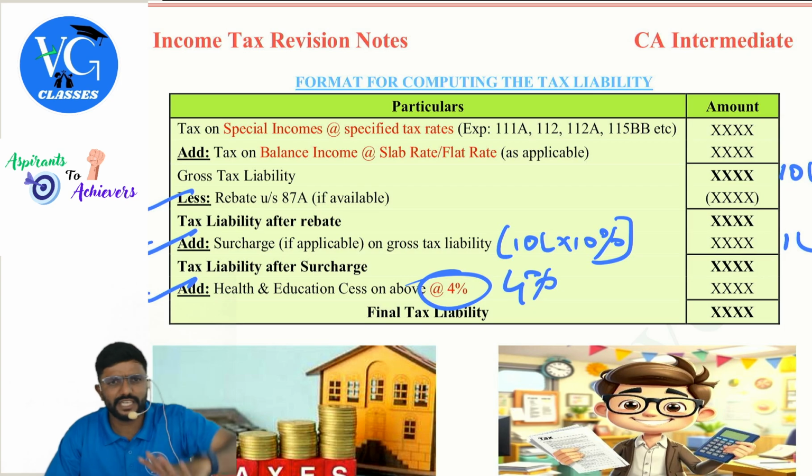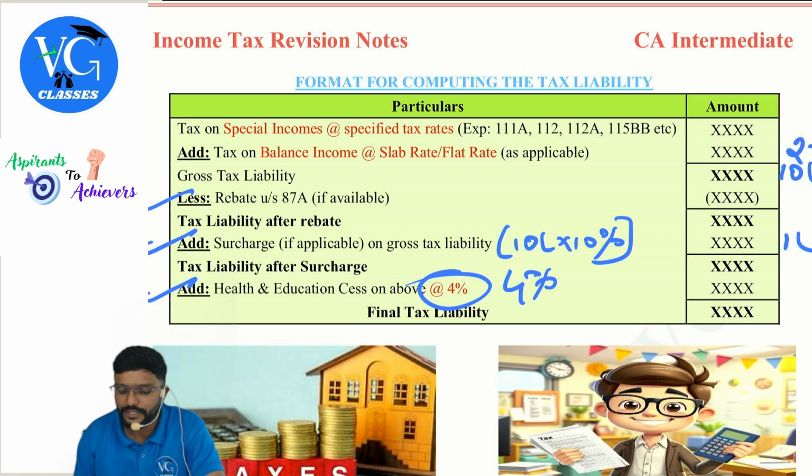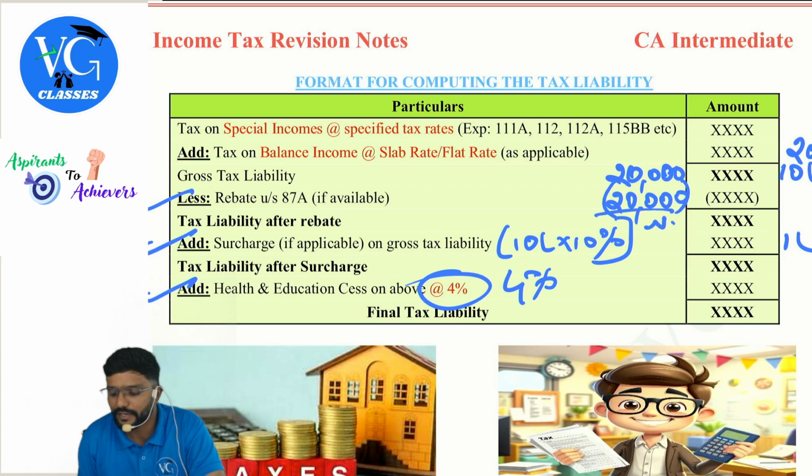Sir, now assuming surcharge is not there, rebate is there. What should I do? Claim rebate always before cess. And even after claiming rebate, if you still have a positive tax figure, add 4% for it. If not, no cess. Clear? For example, sir, my gross tax was 20,000. I claimed a rebate of full 20,000. Now, what is my tax after rebate? Nil. So should I show 4%? Not required. Final tax payable is 0. That's all. Is that clear?